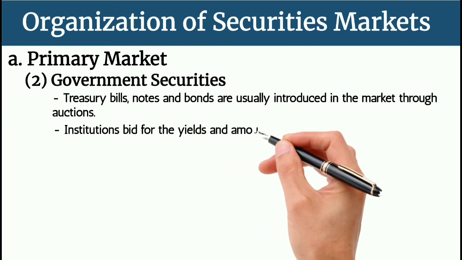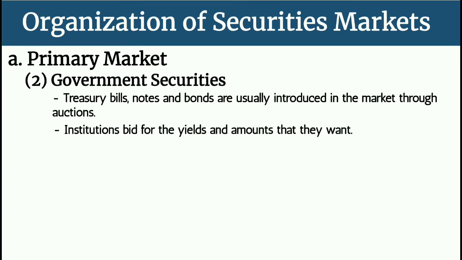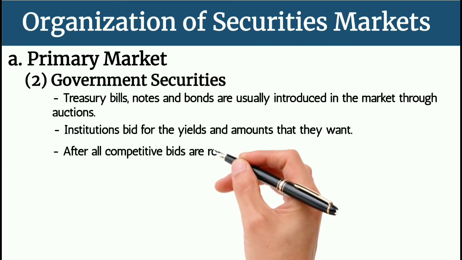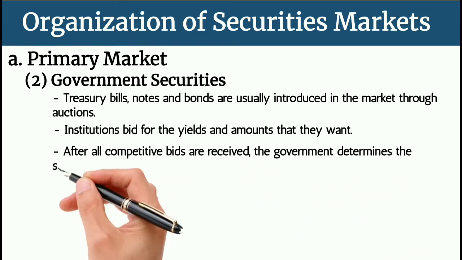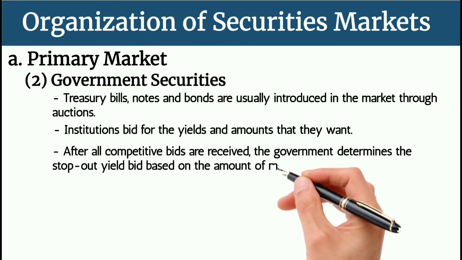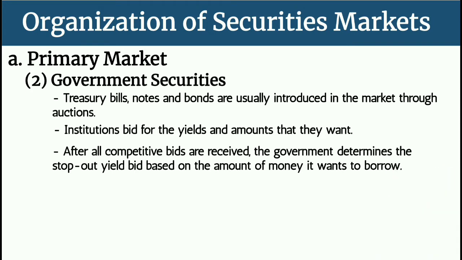Institutions bid for the yields and amounts that they want. Meaning to say, there is a competition between the institutions or among the institutions. But take note, in some countries, even individuals are allowed to bid. After all competitive bids are received, the government determines the stop-out yield bid based on the amount of money it wants to borrow. Kapag sinabing stop-out yield bid, ito yung highest bid na gusto o kailangan ng government. Stop-out yield bid is the highest bid the government wants to accept.